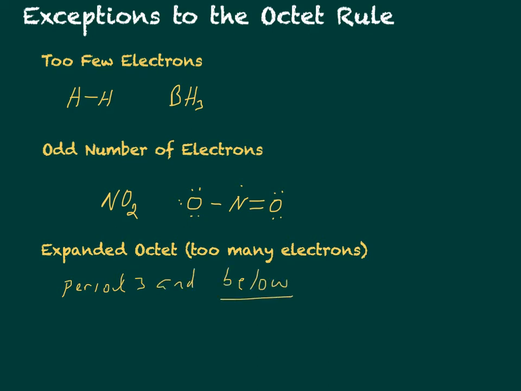What's so special about period 3? Well, period 3 is where we start getting d electrons. So if we take a look at the main group elements in period 3, something like phosphorus or anything below that, iodine or bromine, these things can have expanded octets because they have empty d orbitals. It can use those d orbitals to form bonds. So let's take a look at some examples.